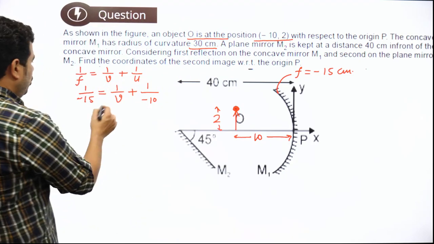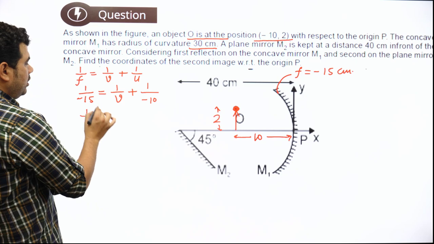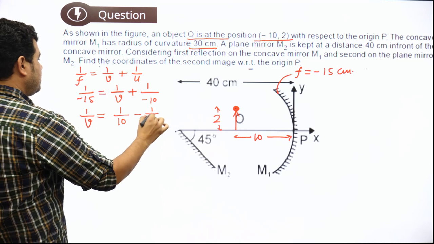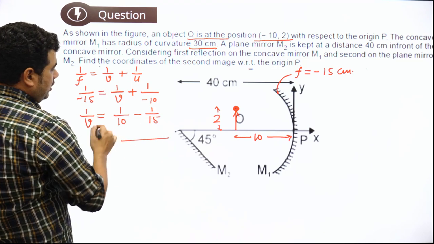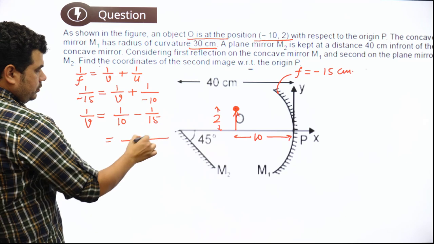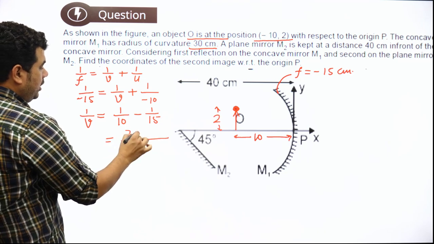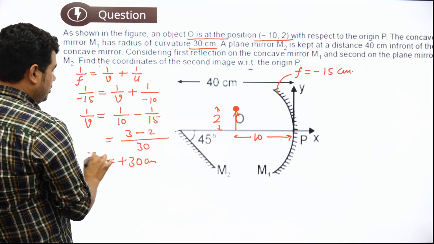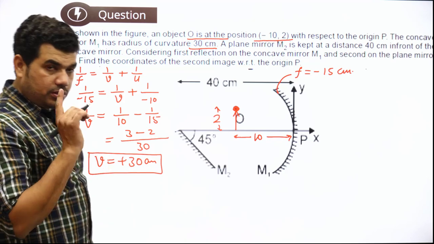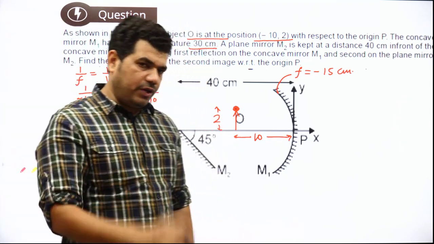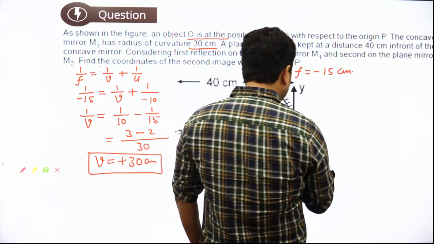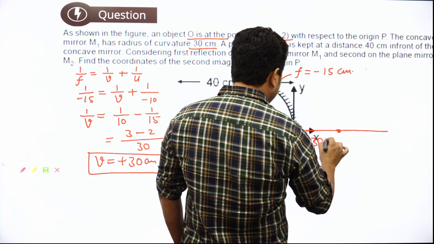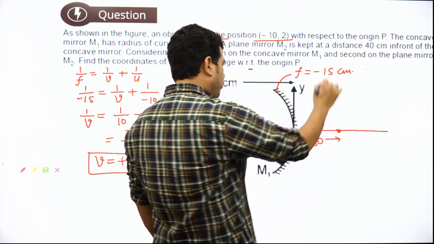See, 1 upon V will be 1 upon 10, negative, so here it is positive, and minus 1 upon 15. Now you can see here, this is 30. So 3 minus 2, so V is equal to plus 30 centimeter, right? And dear students, what you have to find? Coordinates of the final image. So now you can see here, the image will form at 30. So this distance is 30. Let's see whether it is upward or downward.